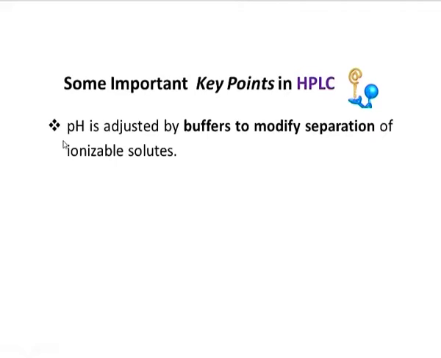Apart from all that we have discussed, there are a few more points which one should keep in mind while using HPLC. We also tend to use certain buffers in order to adjust the pH in a mobile phase system, and that is also generally done. That depends upon what kind of solutes are there in your system and whether you want those solutes to interact more with the stationary phase or remain more in the mobile phase.